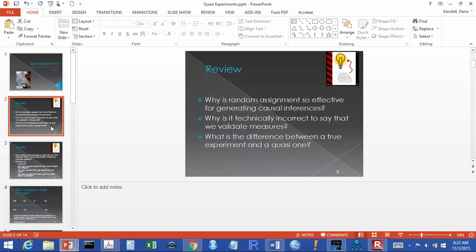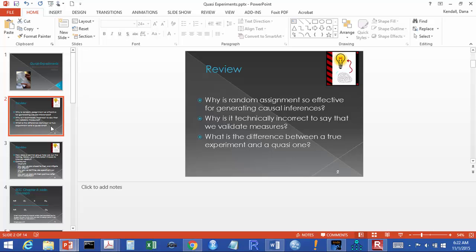Why is it technically incorrect to say that we validate measures? Remember, you may have heard from previous classes as well, we never validate measures. We validate measures for some use, for something. So some measures are meant to predict turnover, some measures are intended to predict performance, future OCBs in the org. We have several things that measures can be used for, and a particular measure can be totally valid for predicting one outcome, and of course completely invalid for predicting another.